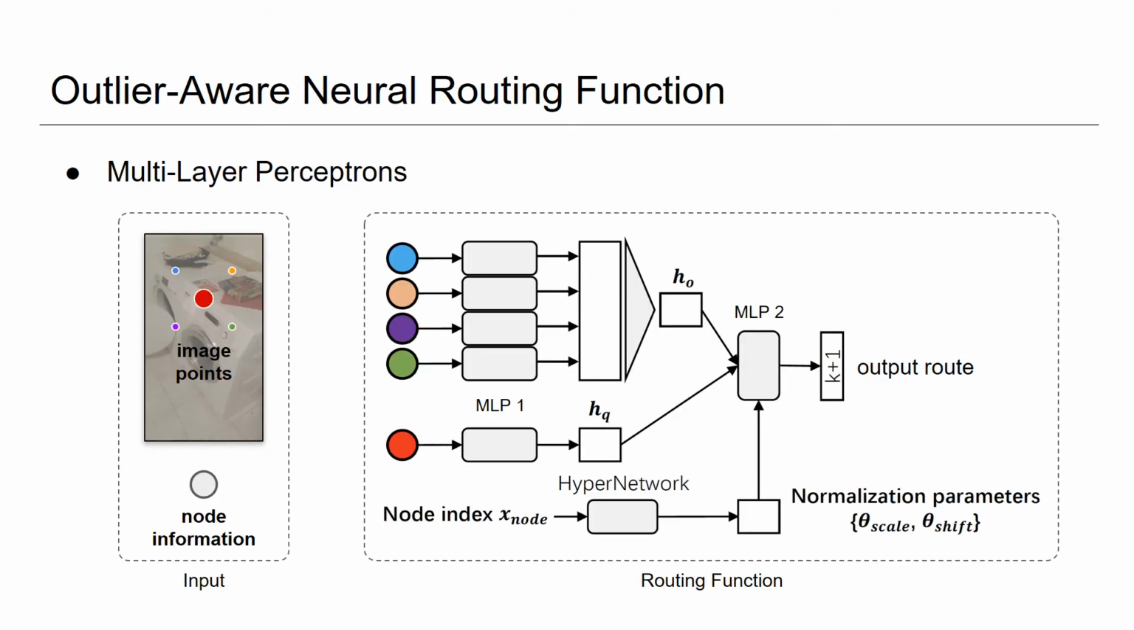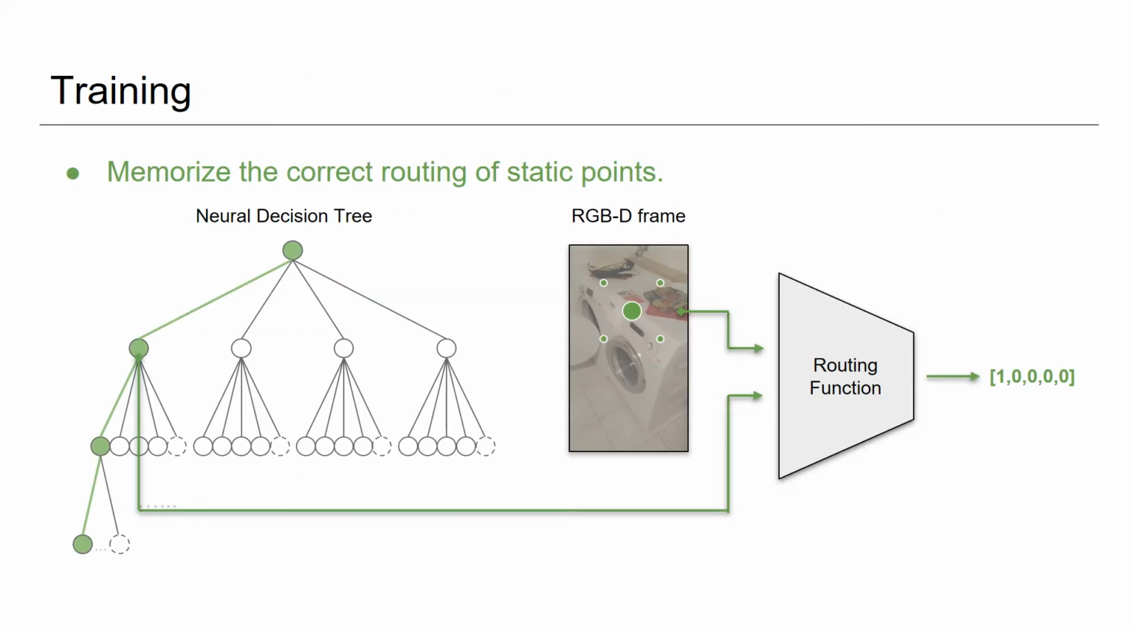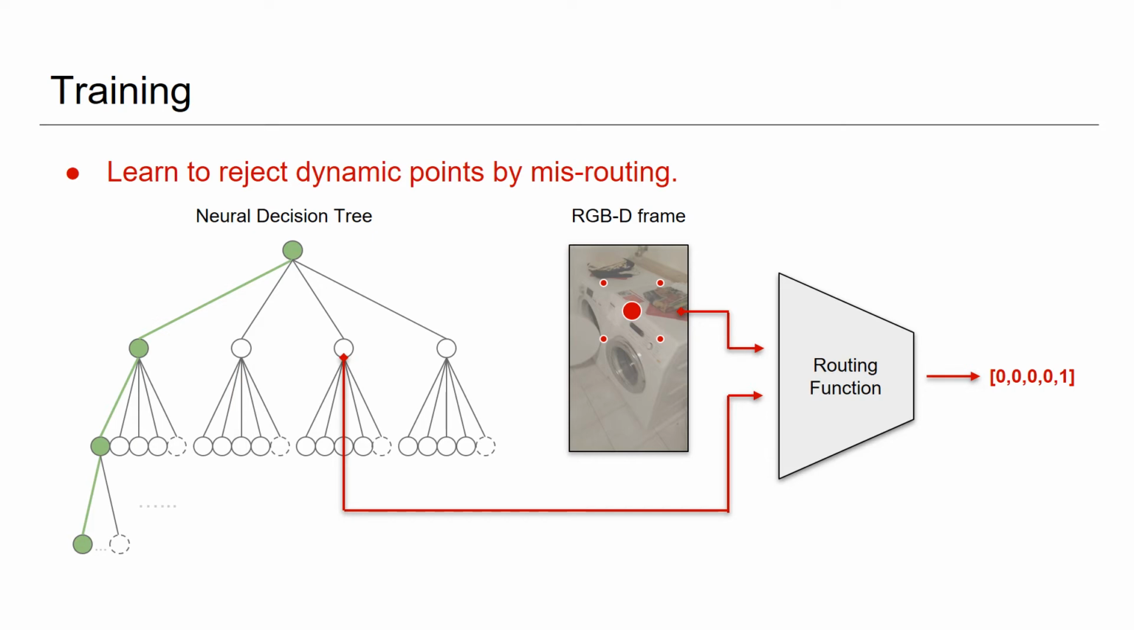The routing function is implemented as a neural network. Points' RGBD features are extracted by MLP. Node information is integrated by a hypernetwork. At the training stage, since the scene is static, we train the routing function to memorize the correct route. By misrouting a point, we simulate the dynamic change as a negative sample. The routing function learns to reject such samples.